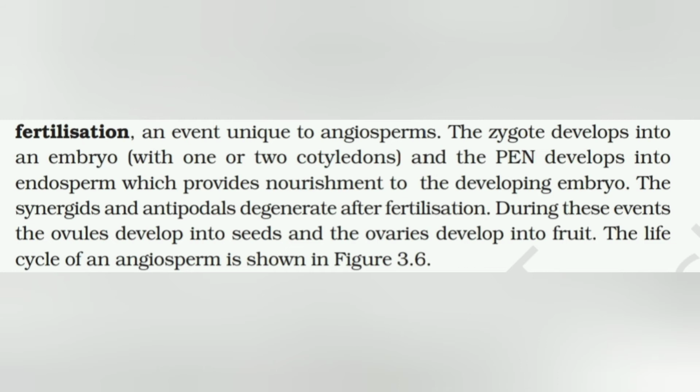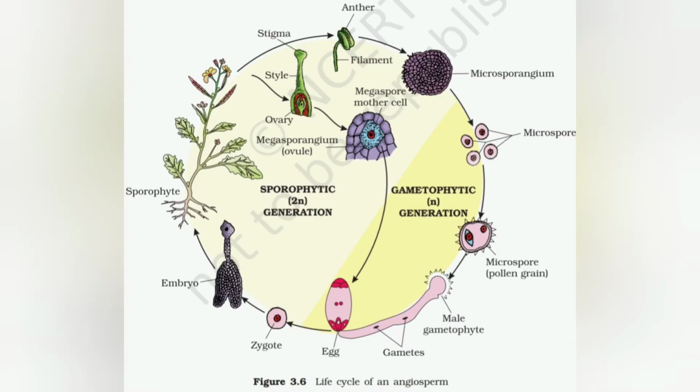The zygote develops into an embryo, maybe with one cotyledon or two cotyledons. The PEN develops into endosperm, which provides nourishment to the developing embryo. The synergids and the antipodals degenerate after fertilization. During these events, the ovule develops into seeds and the ovary matures into fruit. Let us see the life cycle of a typical angiospermic plant.